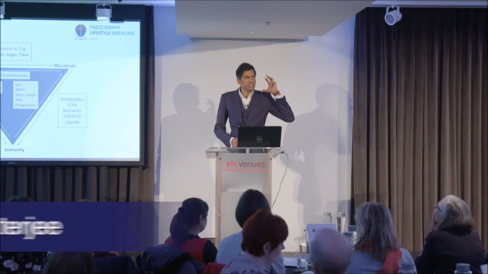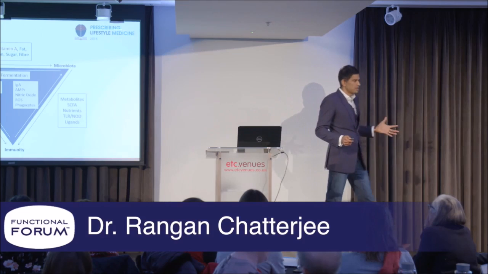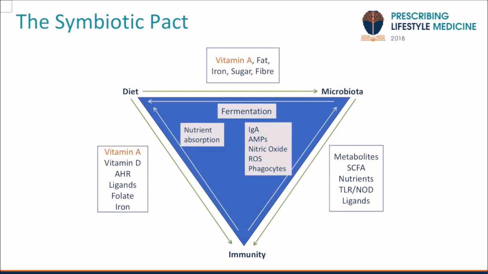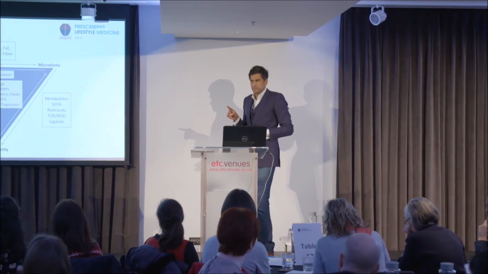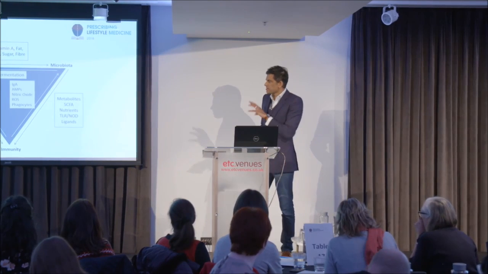I want you to start getting used to the idea that when you think about food, you start thinking about three things. There's a three-way interaction between the food choices that you make, your gut bugs, and your immune system. They are intimately linked, and there is bi-directional communication between all three of those. So far, so good? This is very, very important.